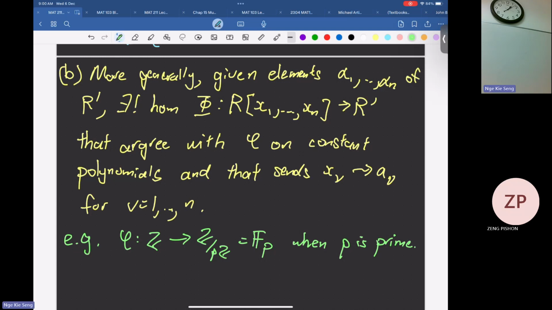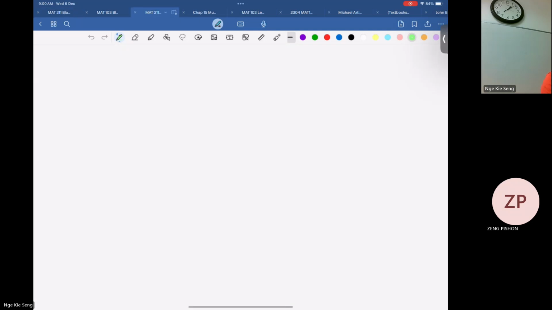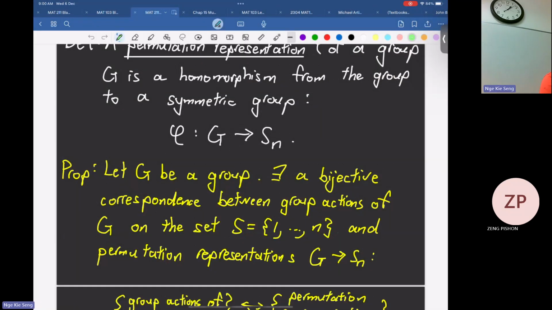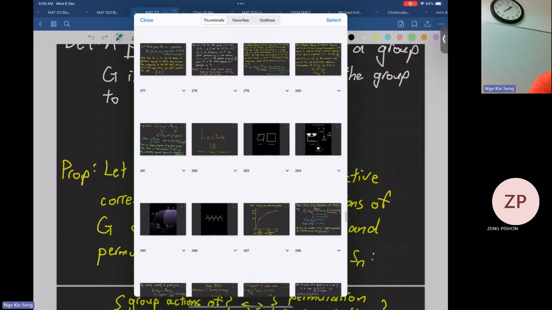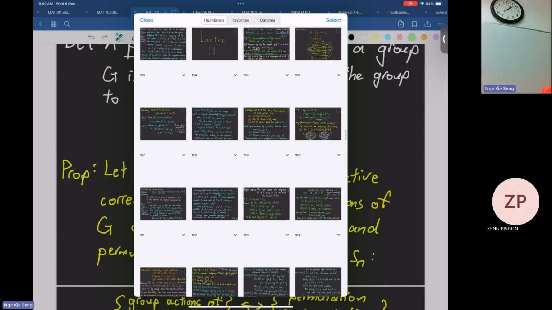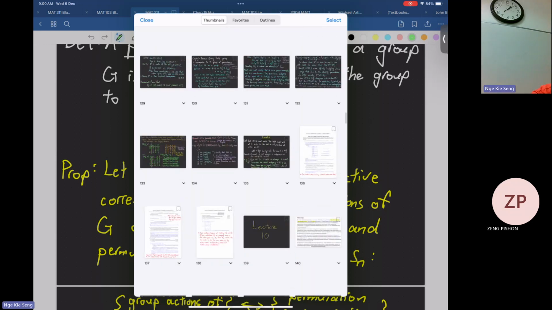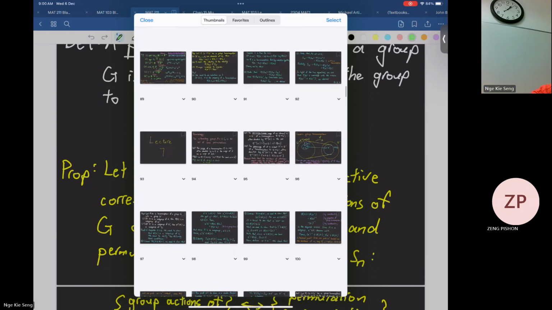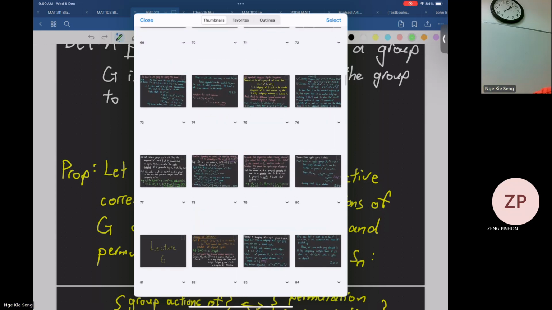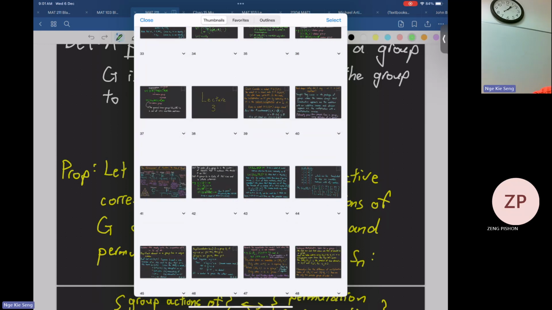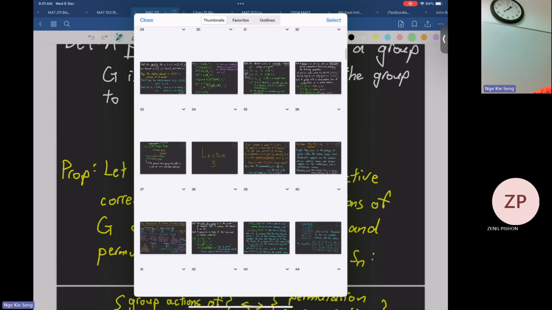So when P is prime, what's going on? Actually, we went through the details when we talked about groups. When does Z mod PZ define a group? Or Z mod NZ define a group? How to define addition on Z mod PZ? How to define multiplication on Z mod PZ? And then why all the non-zero elements? When are all the non-zero elements invertible?